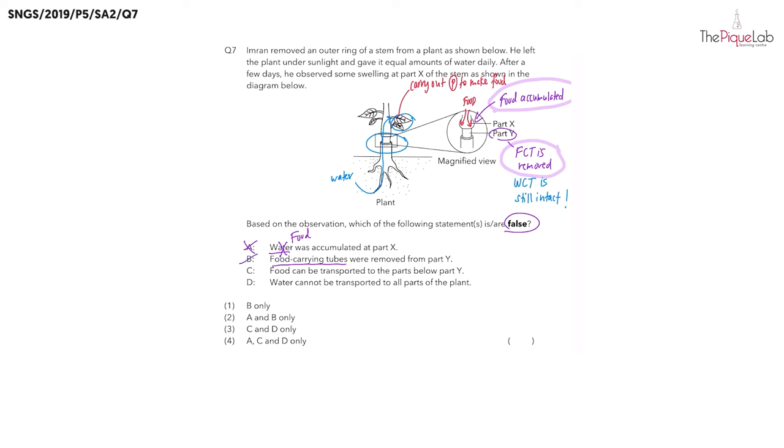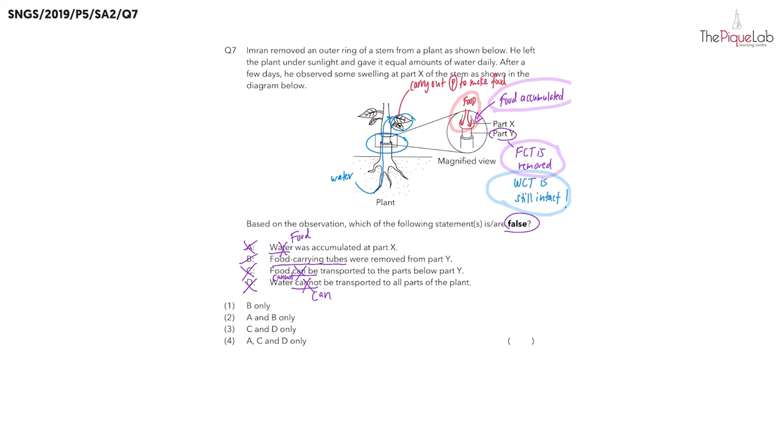What about statement C? Food can be transported to the parts below part Y. Is that correct? We know the food accumulated at part X because it cannot be transported past the cut down to the roots. So this statement is wrong. It cannot be transported. The last statement. Water cannot be transported to all parts of the plant. Is that true? We know that is not true because the water-carrying tube is still intact. So, statement D is wrong. Water still can be transported.